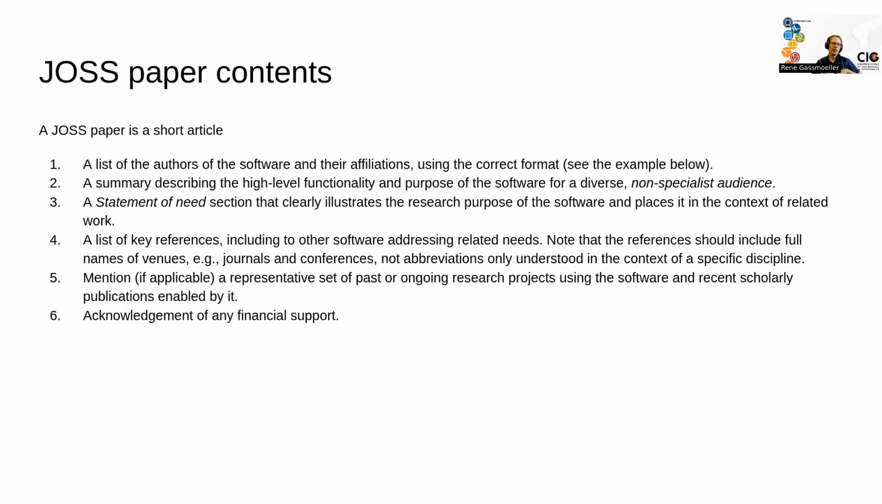Okay, so I mentioned JOS still expects you to write a small paper. Let's talk about what goes into the paper. It's a short article, typically 2 pages, 3 pages at most, and it contains authors and affiliations, obviously, a summary that describes the high-level functionality and purpose of your software for a diverse non-specialist audience.